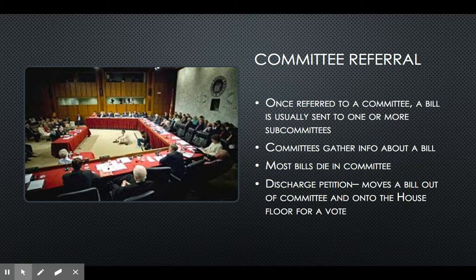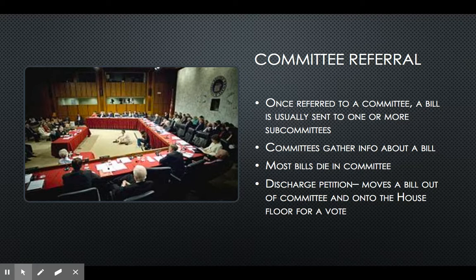Most bills are going to die in committee. However, if not, they're going to go on to markup. And in markup, the committee will make any kind of changes to the proposed legislation and produce a final draft that will be sent to either the House or the Senate floor for consideration.